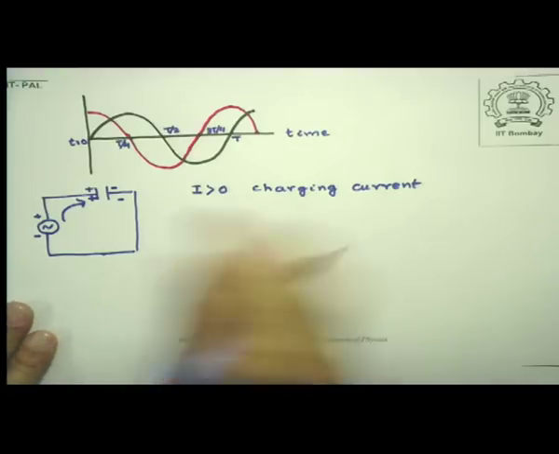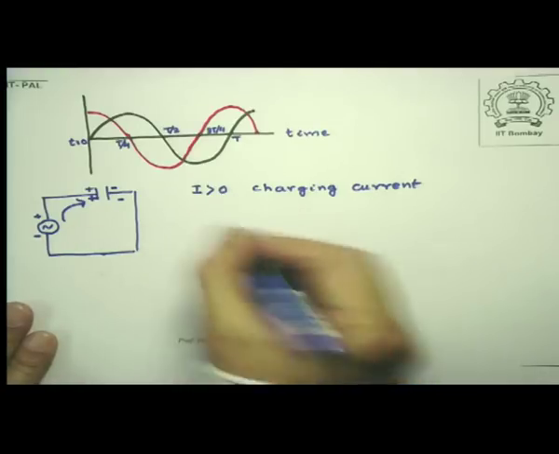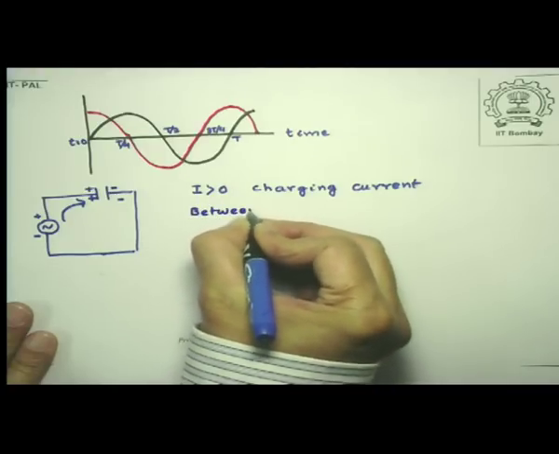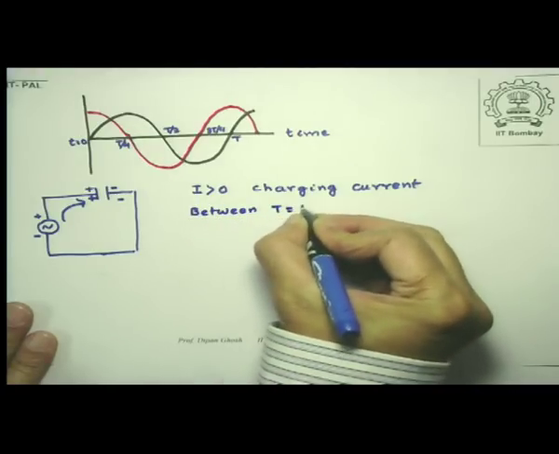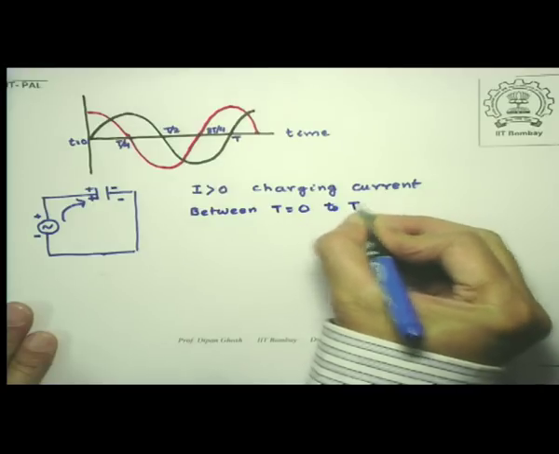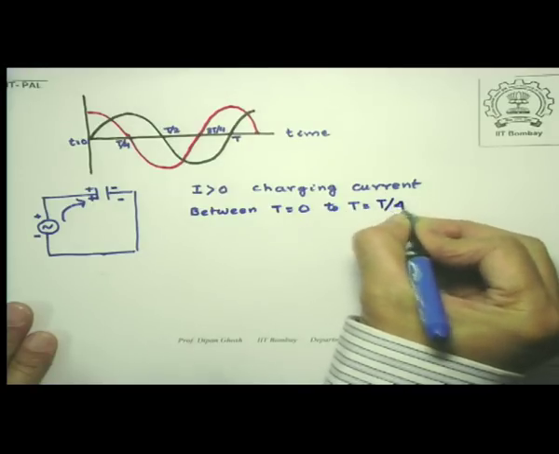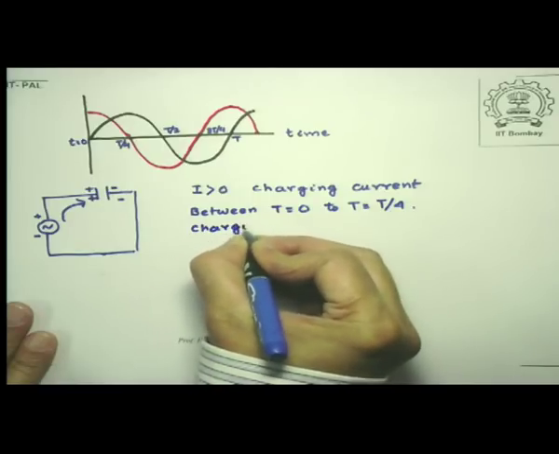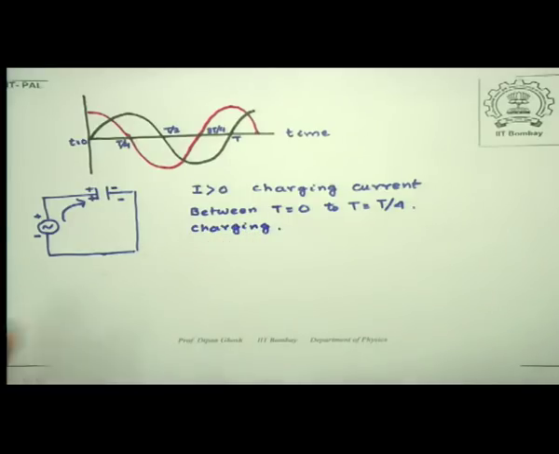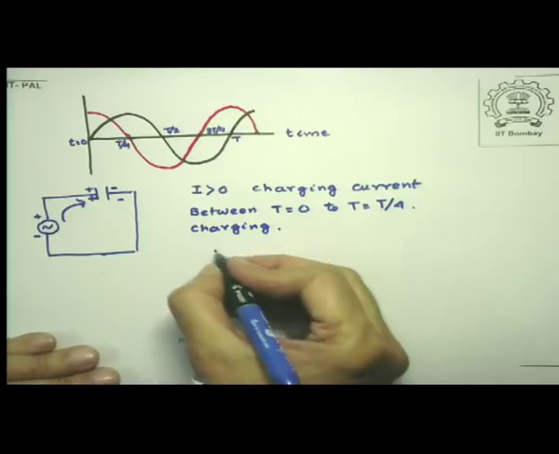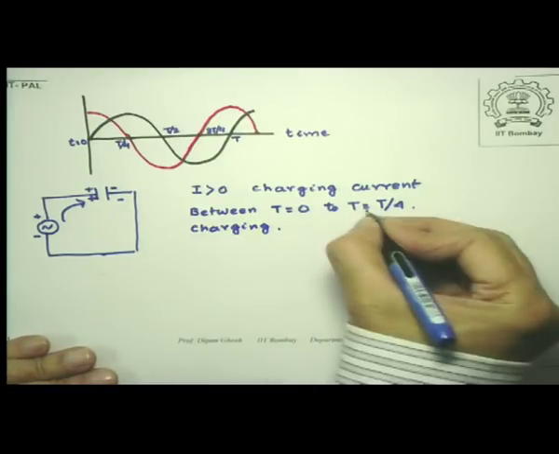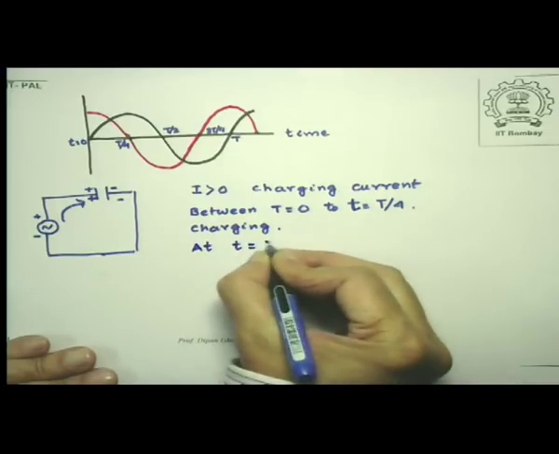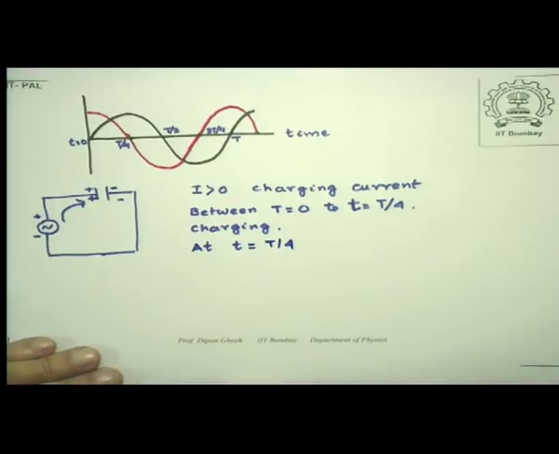Now, this is what happens between t equal to 0 to t equal to T by 4. So charging takes place. Now at t equal to T by 4, the capacitor plates are fully charged.